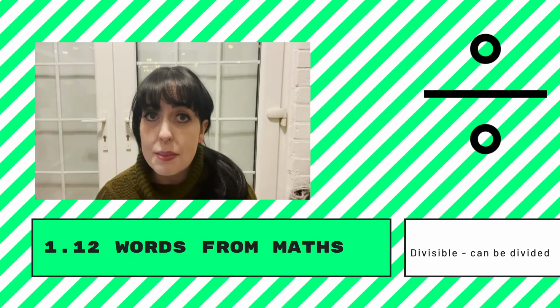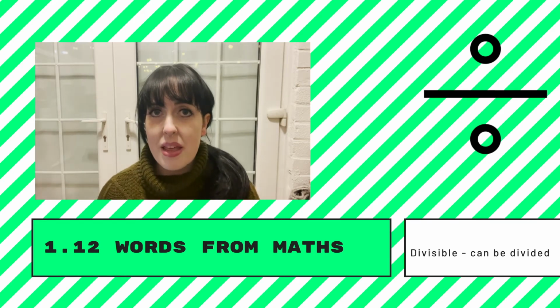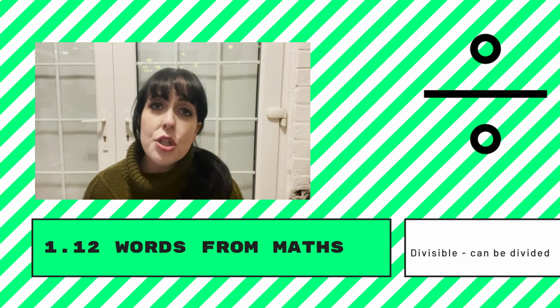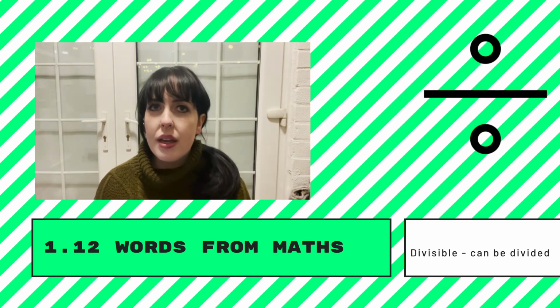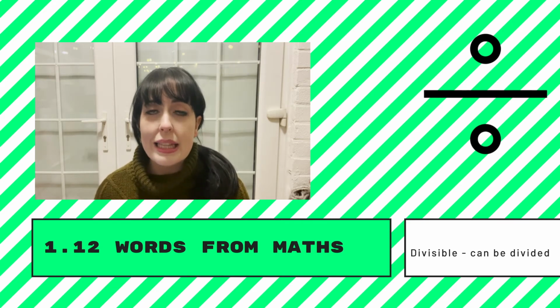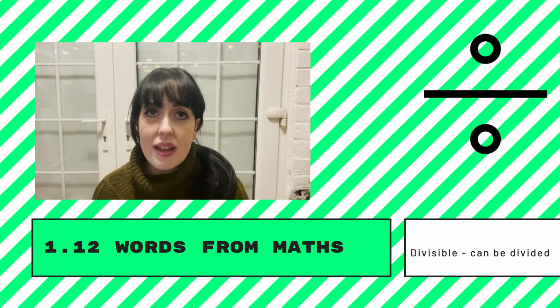which is divisible. Now, if one number is divisible by another, that means that it can be divided by that in a whole number sort of sense. So 4 is divisible by 2, it's divisible by 1, it's not divisible by 3 because it doesn't cut into a clean whole number when you use it to divide. Divisible can also be used to describe something that can be divided as well.